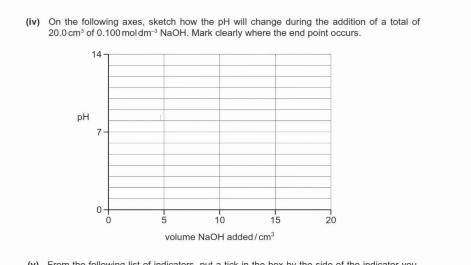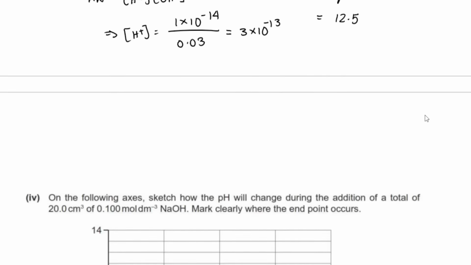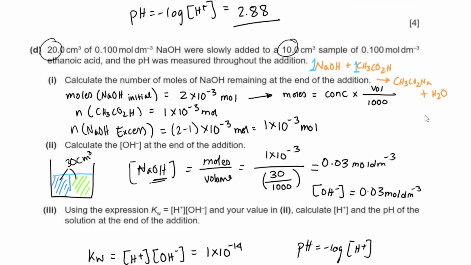Now, in part 4, we've been told that on the following axis, sketch how pH values change during the addition of the total 20 centimeter cube, 0.1 mole per dm cube sodium hydroxide. Oh, so they want us to draw the titration curve of this reaction. So we know that in a titration curve, we have to draw how the pH value of the solution in the beaker changes. And from the instructions, we know that ethanoic acid was within the beaker.